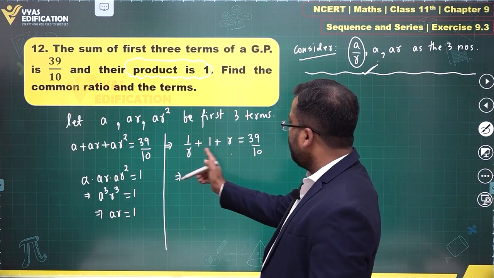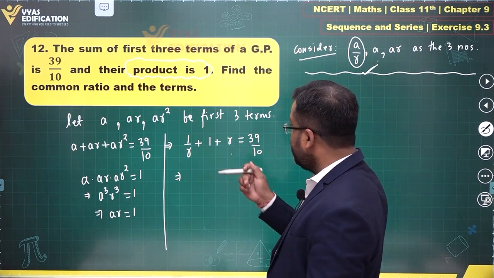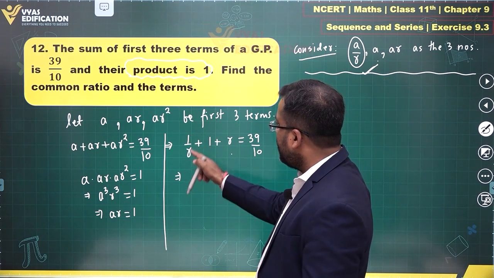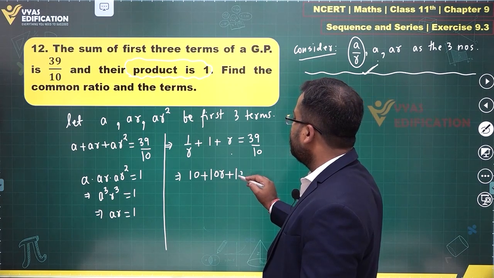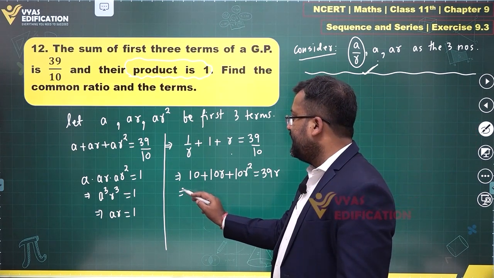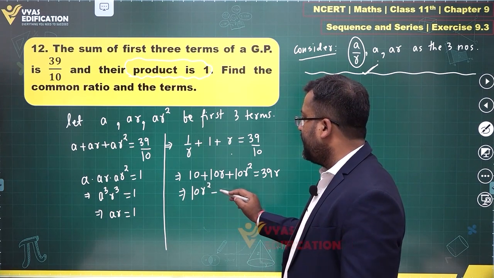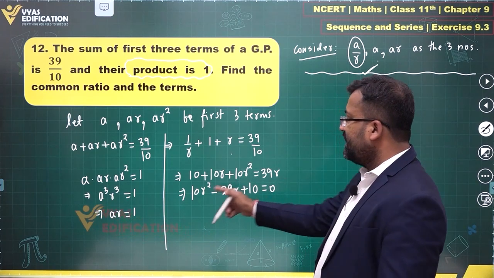Now, how do we attempt this? Let's multiply throughout with r times 10. r times 10, those are the two numbers in the denominator. So 10r upon r will be 10, plus this is 10r square, and this is 39r. That tells me 10r square minus 29r plus 10 is equal to 0. That's what you get.